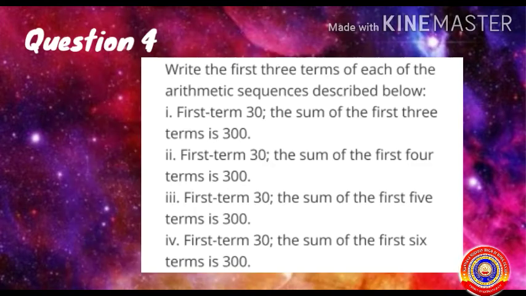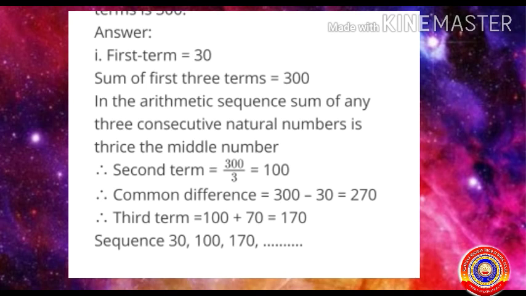Next, question number 4. Write the first 3 terms of each of the arithmetic sequences described below. First one, first term 30, the sum of first 3 terms is 100. Second one, first term 30, the sum of first 4 terms is 300. Third one, first term 30 and the sum of first 5 terms is 300. Fourth one, first term 30, the sum of first 6 terms is 300. Okay, let's check the answer.